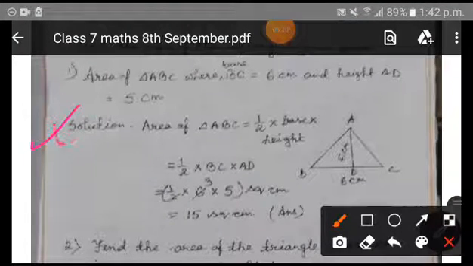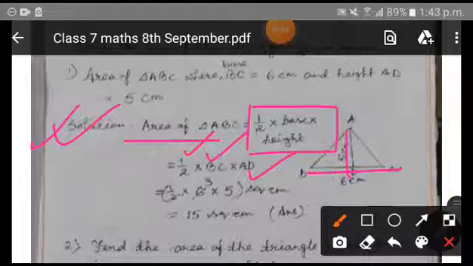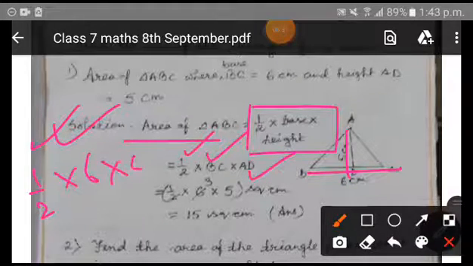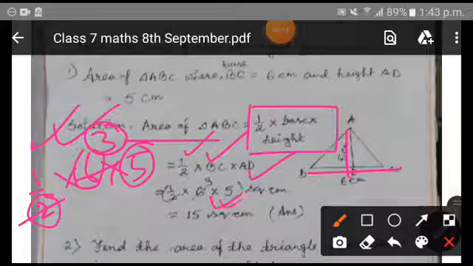You are going to write in the solution: area of triangle ABC equals half into base into height. So just write it, half into BC. Here you can see that BC is the base and AD is the altitude. So half into 6 into 5. Now this 6 can be cancelled with 2, 2 3s are 6, and you have 3 into 5, that is 15 square centimeter.